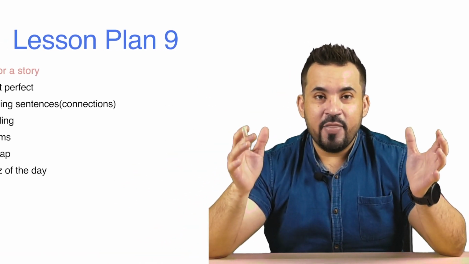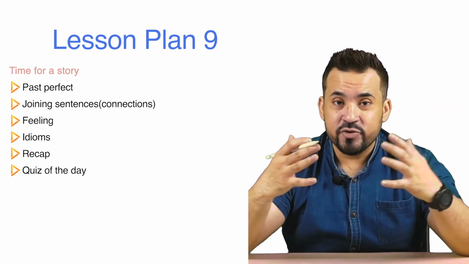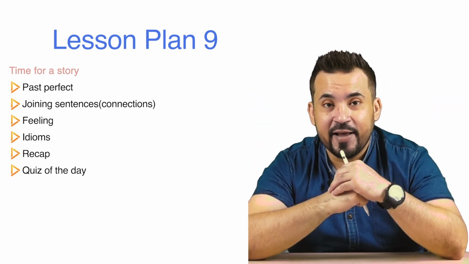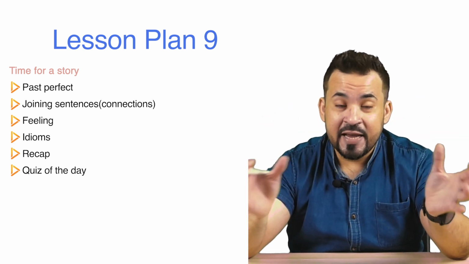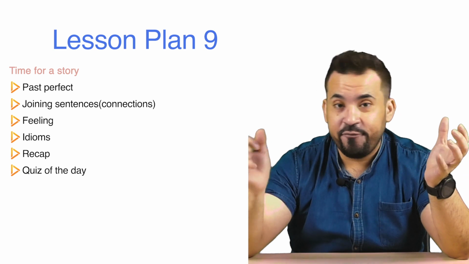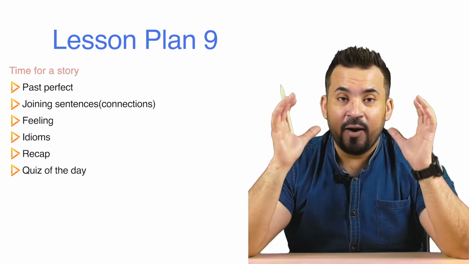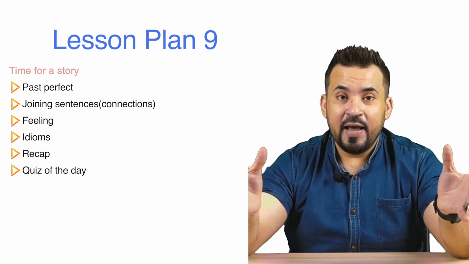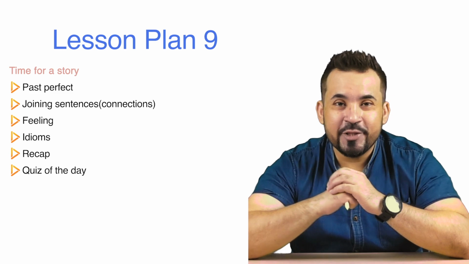Today we will talk about the past perfect. We'll explain when to use the past perfect, how to use it, how to form it, how to make questions and negatives. We will also talk about conjunctions and feelings, negative feelings and positive feelings. Finally, we will take an idiom, and don't skip the quiz. So let's get to it.